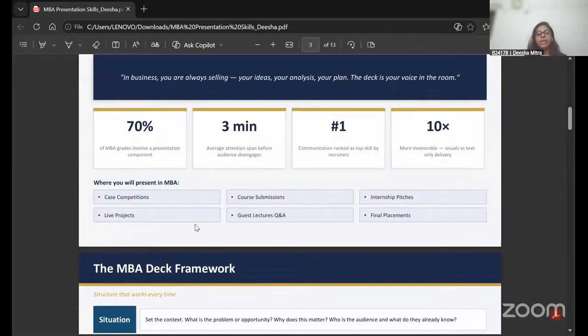And then where will you present in an MBA? So like I said, case competitions, your course submissions, like your group projects or individual assignments, during your internships, your live projects, and even during a final placement, right? There are a few companies also that sometimes ask you to make a PPT presentation before they take the interview round. So that is also a place where PPTs come handy.